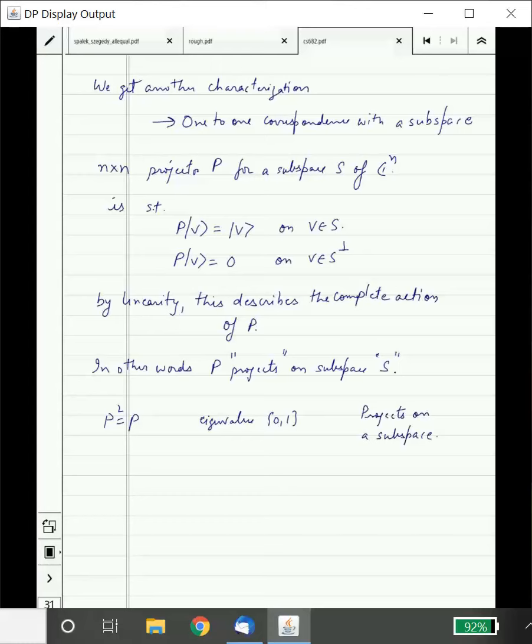With this definition, the formula for P is very simple. If I say that on a subspace S, the projector is PS, then you can pick any orthonormal basis x1 to xk, and the projector would be this matrix. Not hard to prove. If you don't see it right now, take it as an exercise.